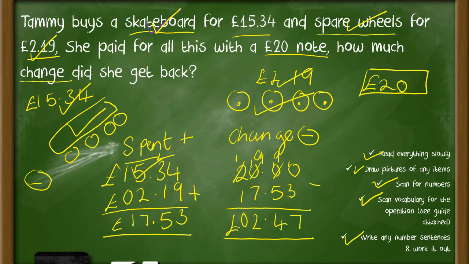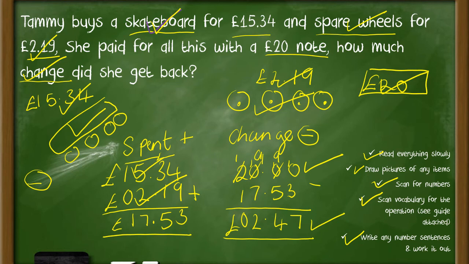She paid with a £20 note. Well, here's my £20 note, and also here's my £20 note in my number sentence. How much change did I get? Well, here's the change number sentence, and here's my change. So I can tick that off. I didn't tick the £2.19 off because I did that. So there you have it.